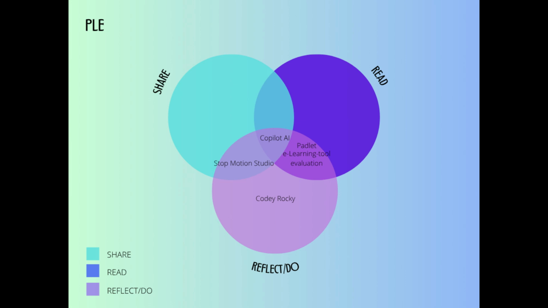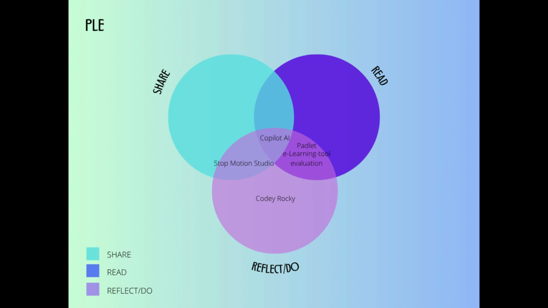In this framework, as you can see, I classified my elements through the 3 different areas. These areas are reflect or do, read, and share. First, Padlet will be a tool I will use in the long term because I love when students can read and learn from other experiences or knowledge. I think it's a tool that makes sharing between students possible in a more fun way.